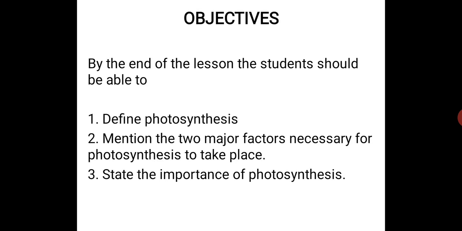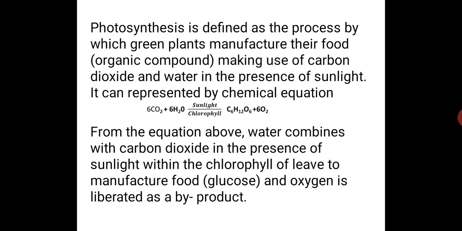Our topic this afternoon is plant nutrition. Plants gain their food through a process called photosynthesis. By the end of this lesson, we are going to achieve the following objectives. Number 1, define photosynthesis. 2, mention the 2 major factors necessary for photosynthesis to take place. 3, state the importance of photosynthesis.